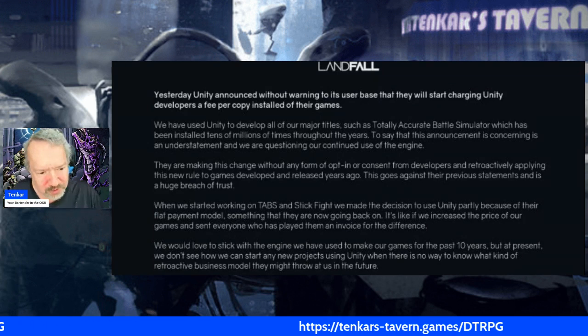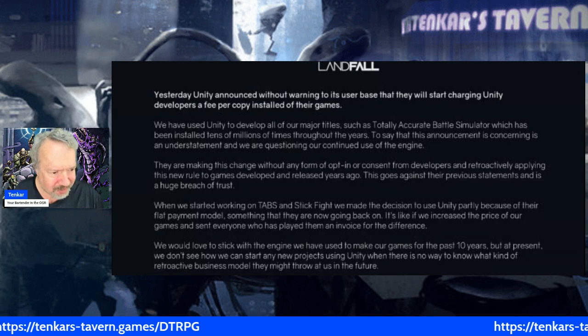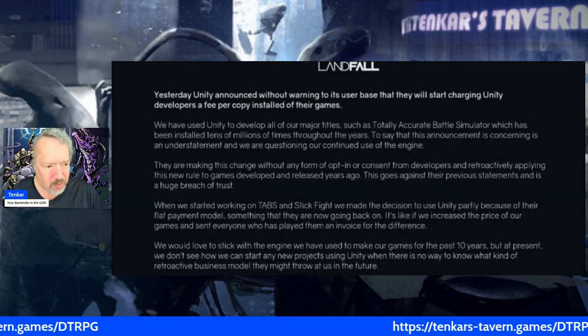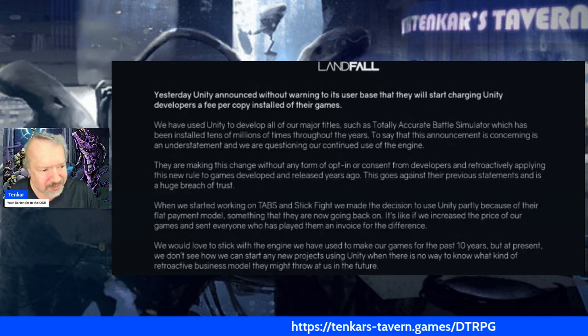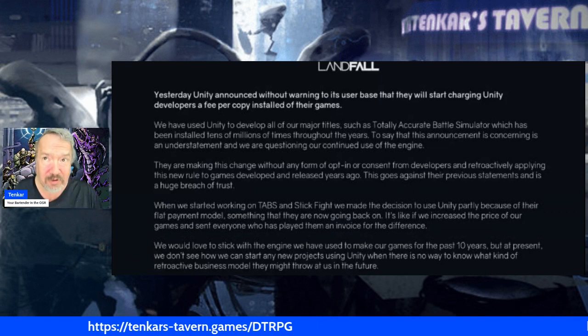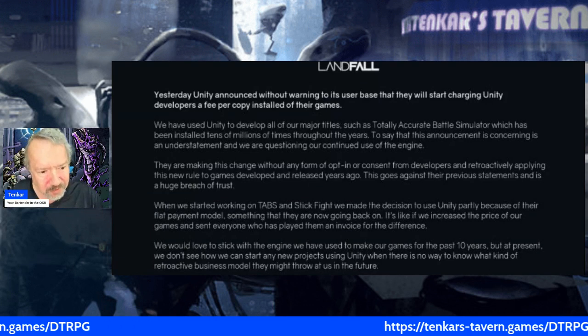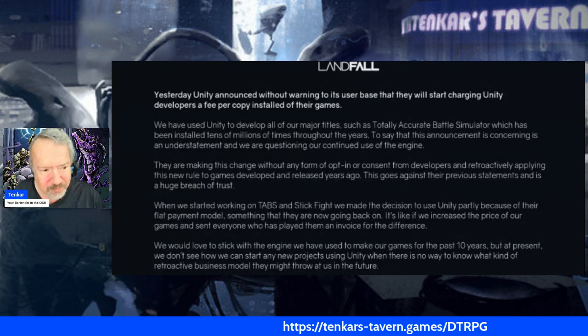When we started working on tabs and stick flight, we made the decision to use Unity partly because of their flat payment model. Why did you base your game on the D20 system? Well, the OGL looked like it was irrevocable until they decided that they could revoke it. Something that they are now going back on.